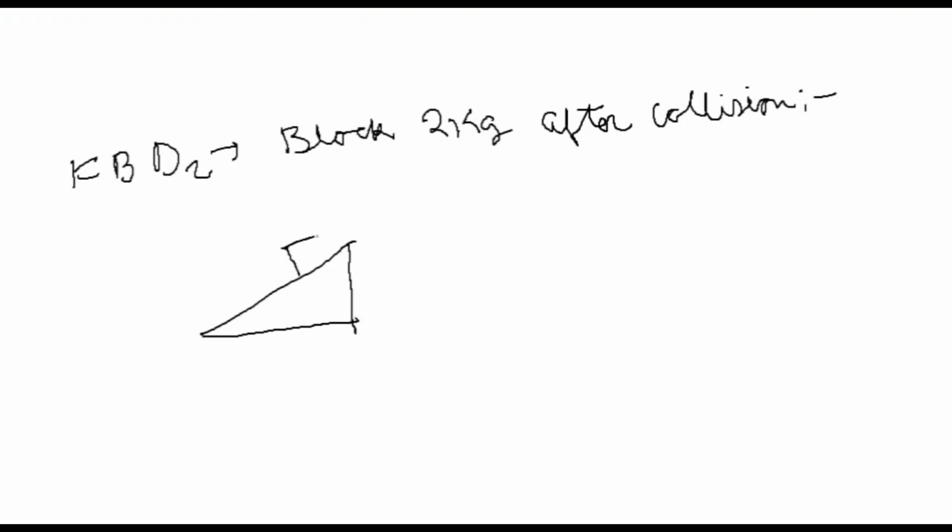The initial position of the block of mass 2 kg after collision will be this position, and the final position will be the position from where it actually started, that is the position where its velocity was 10 meters per second. Now when it reaches here, in the second case its velocity has been given as 1 meters per second, and the velocity in this case here will be v2, that is the velocity just after collision.